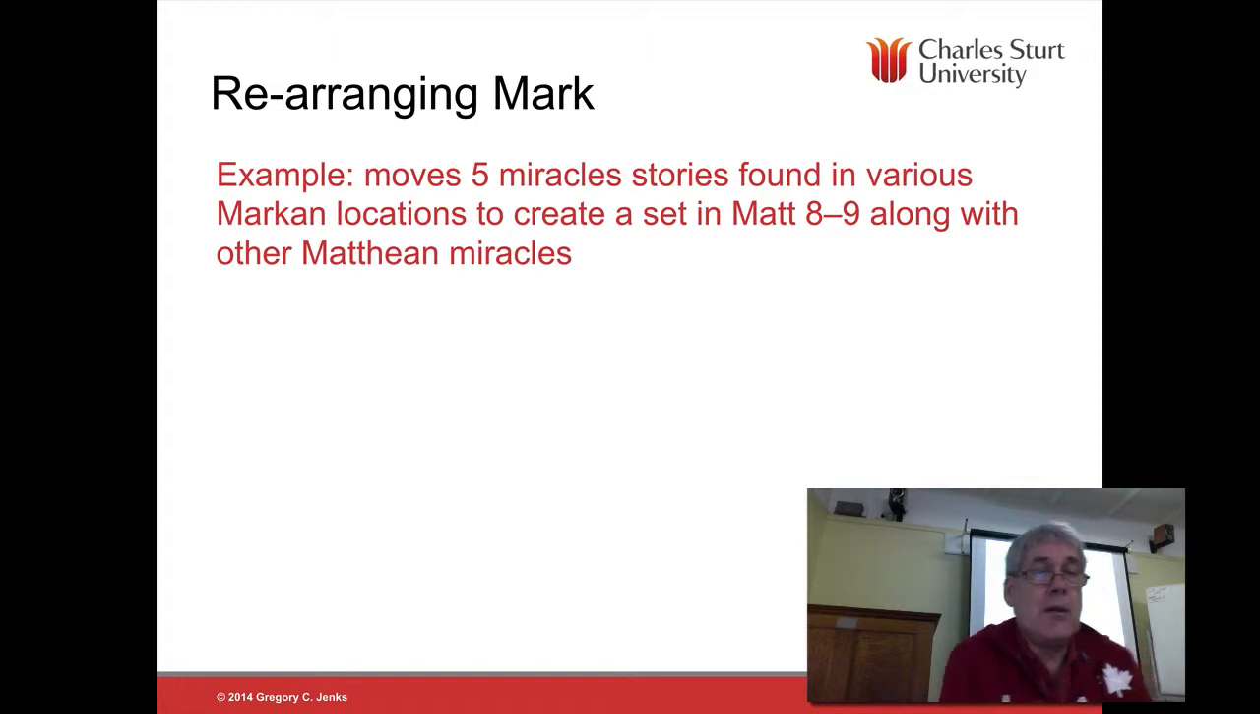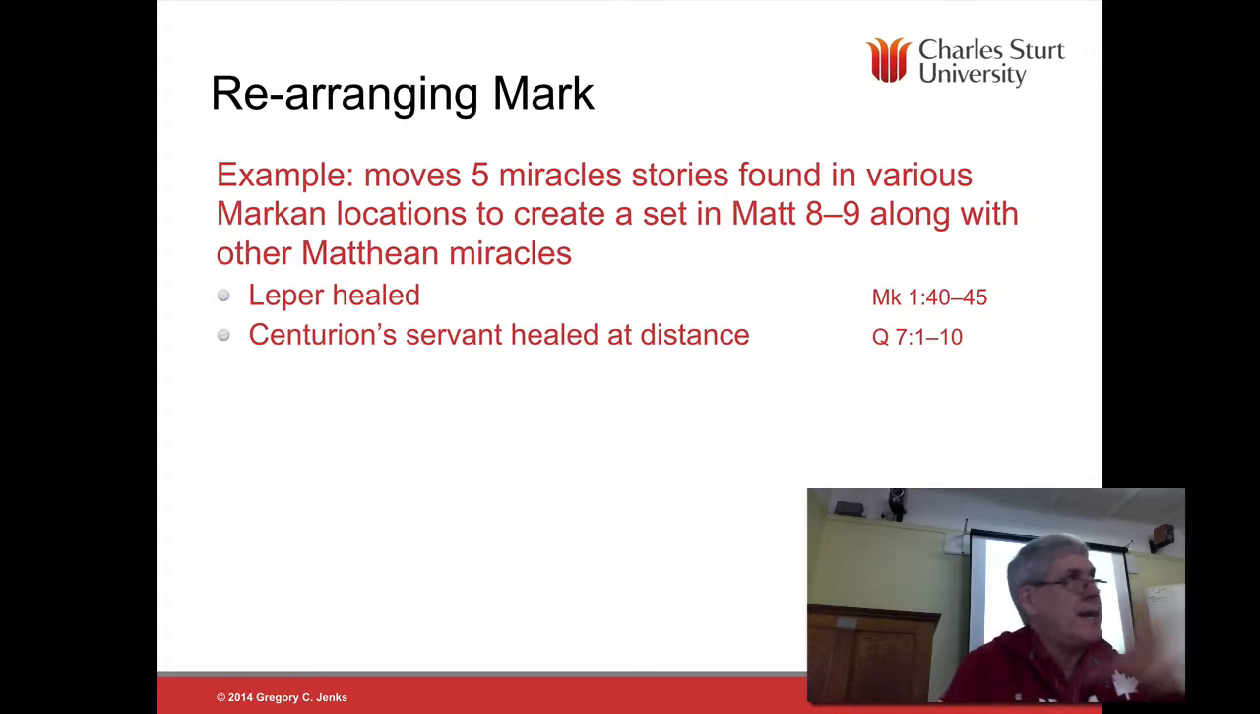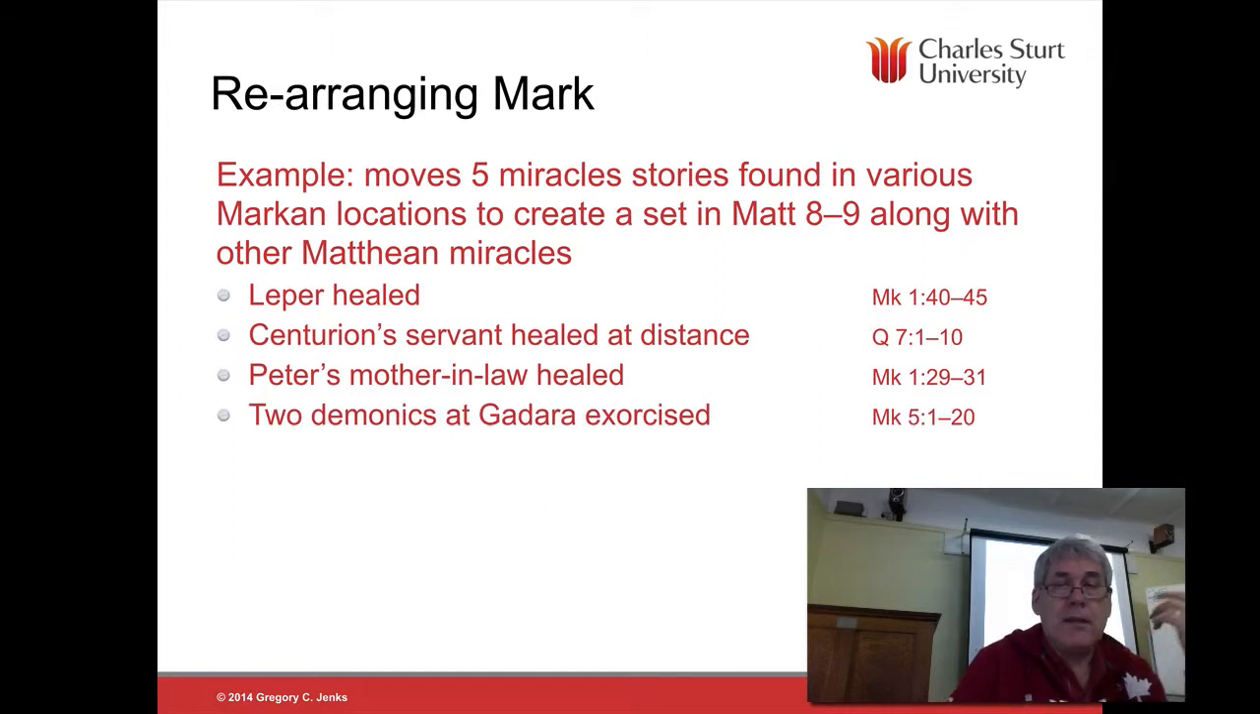One example that Powell gives is that Matthew takes 5 miracle stories found in different parts of Mark's narrative and groups them together into chapters 8 and 9, along with some material from Q and some other material which is unique to Matthew. So the story of Jesus healing a leper from Mark chapter 1, the story of Jesus healing at a distance the son of an official, in this case the centurion's servant or child, is from Q, or Luke chapter 7, but Q. The healing of Peter's mother-in-law, again from Mark chapter 1, but earlier than the leper story.